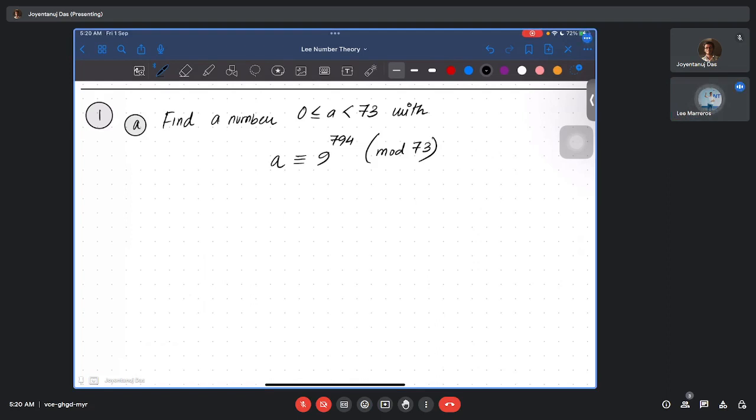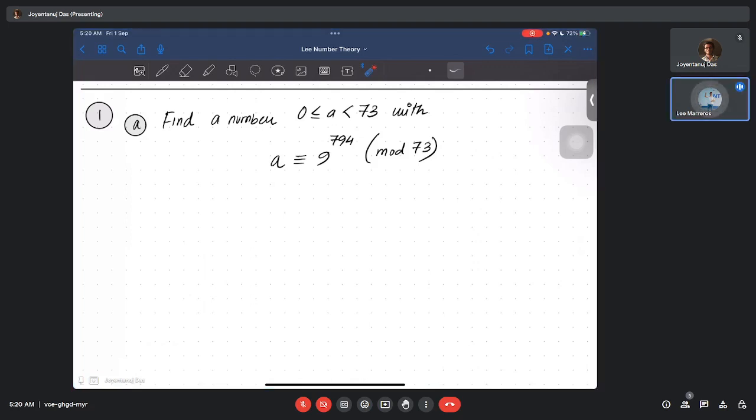So what is the value? We want to find the value of this modulo. This 9 power 794 in mod 73, what is the value? So that is a. What is the a they want to find out? Right. So here you have to use Fermat's little theorem. So try how to use it.